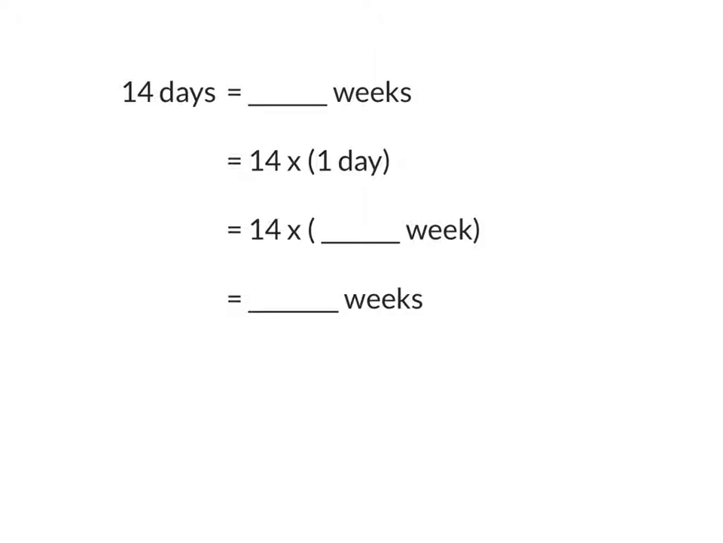Okay, this problem's asking us to convert from days to weeks. Which one's bigger, 1 day or 1 week? 1 week. Okay, so we're going to use the same format though. We start with 14 days, so we know that that's 14 copies of 1 day. I want you to notice our original unit was days, and so that's why we're separating it out into 1 day. But our new unit, we want to change it to what? Weeks. So we still have the original 14 copies of, but now we have our new unit of weeks.